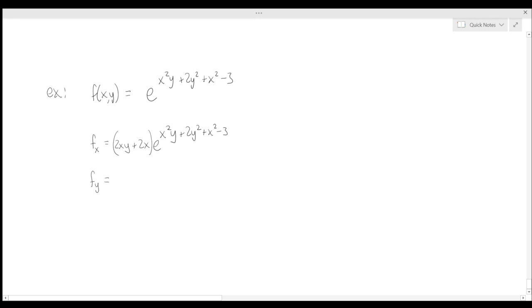For fy, again, the rule is to copy down the exponential, so I'll do that first. And then again, you have to multiply by the derivative of the exponent. But this time we're doing it with respect to y. So that's going to give us x squared plus 4y, and that should be it. Okay.